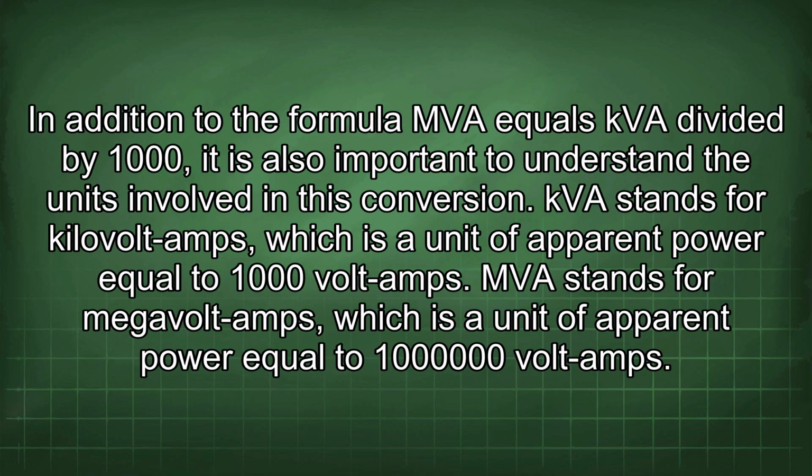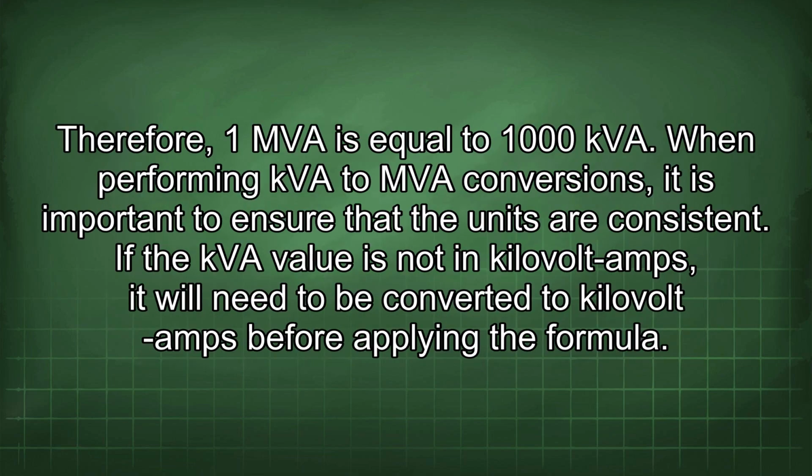In addition to the formula MVA equals kVA divided by 1000, it is also important to understand the units involved in this conversion. kVA stands for kilovolt-amperes, which is the unit of apparent power equal to 1000 volt-amps. MVA stands for megavolt-amperes, which is a unit of apparent power equal to 1 million volt-amps. Therefore, 1 MVA is equal to 1000 kVA.